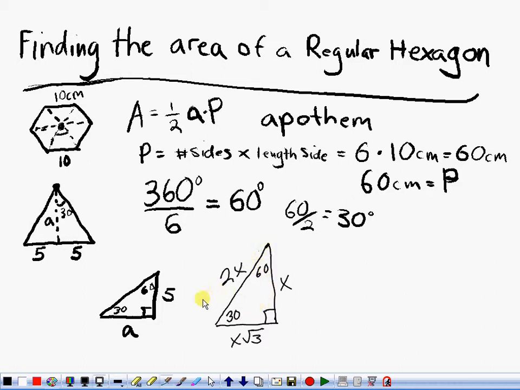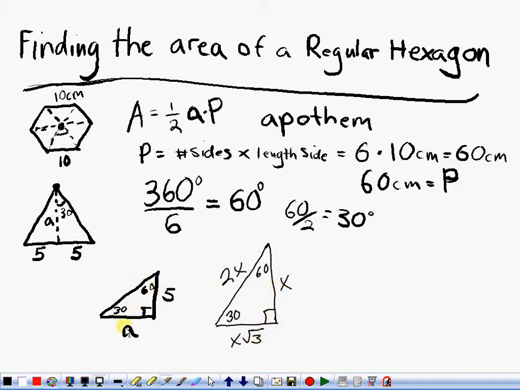Alright. So basically all you have to do is notice that the side opposite of the 30 is 1/2 of the hypotenuse, right? Because 1/2 of 2x is x, and the side opposite of the 60 is the side opposite of the 30 times √3. Okay? And that's how it is.